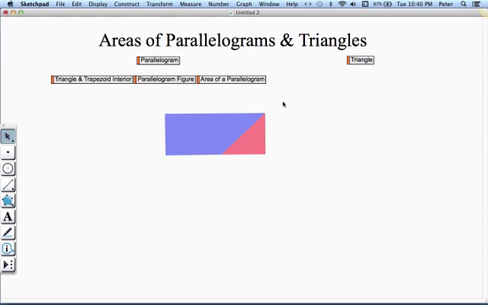Now, I haven't lost any area, so if I can quantify this area here, I'll have the formula for the area of a parallelogram. Recognizing that this is a base and this perpendicular height should serve as a height for the parallelogram, that gives me my formula. So just like a rectangle, the area of a parallelogram is area equals base times height.